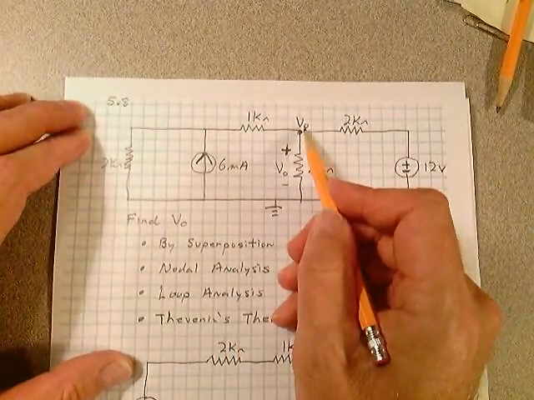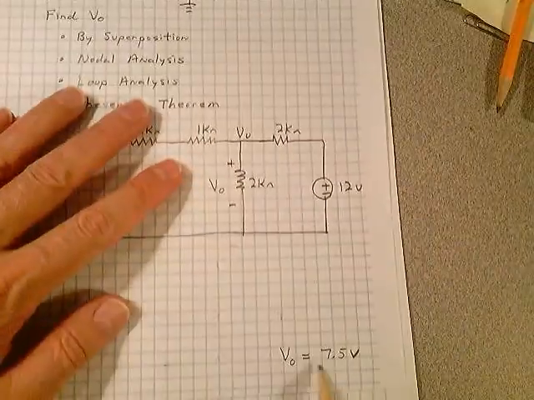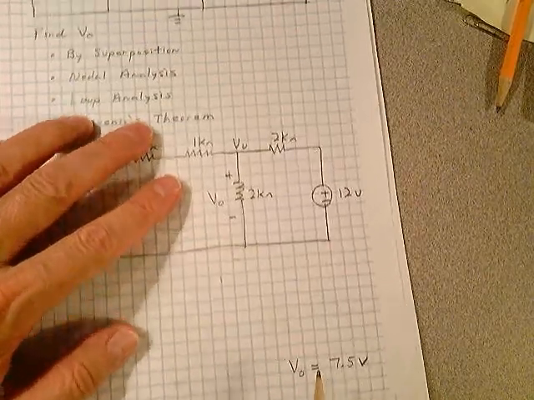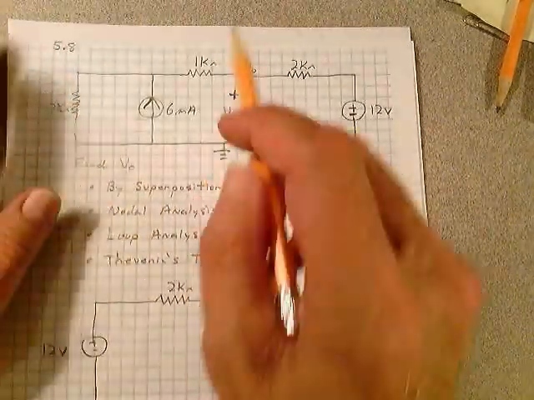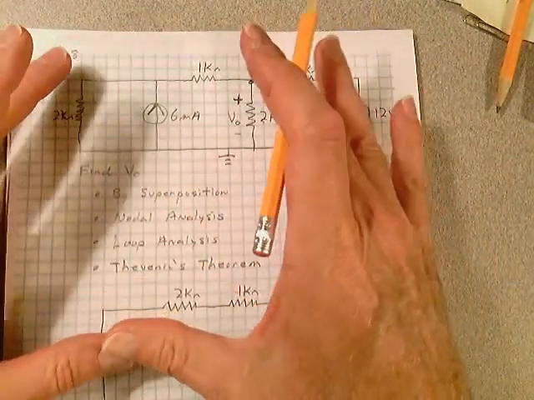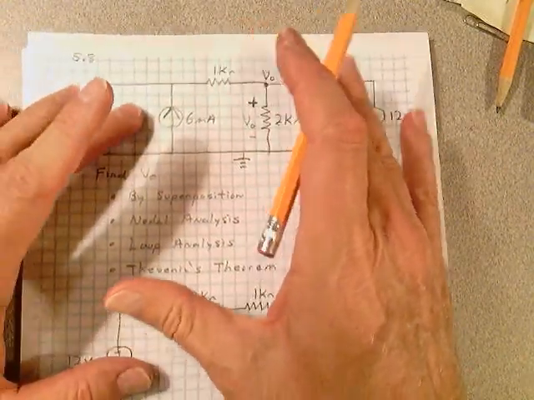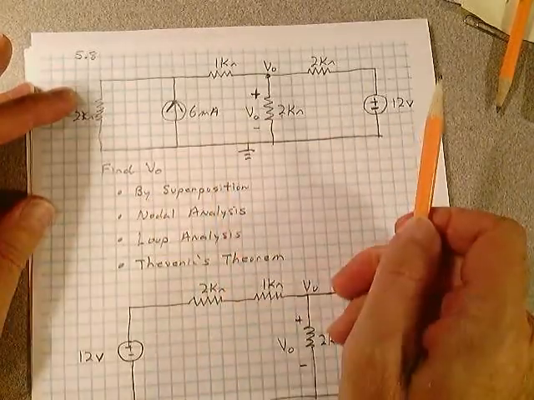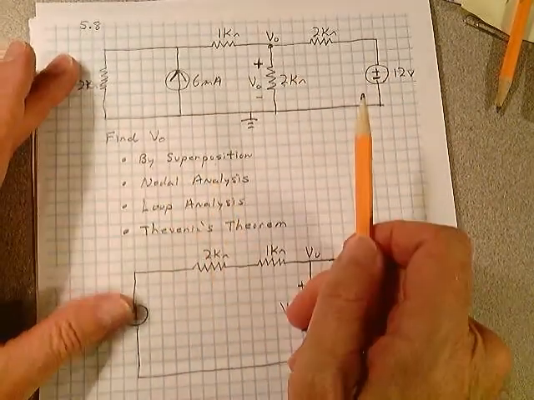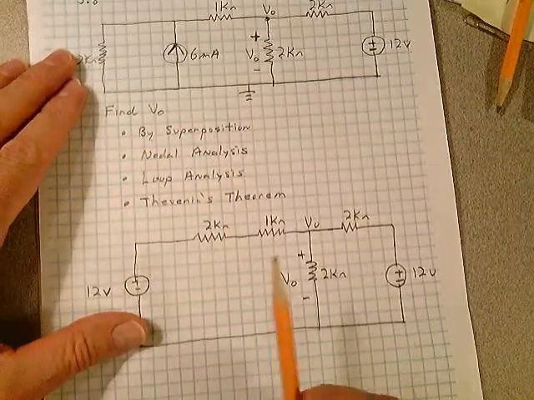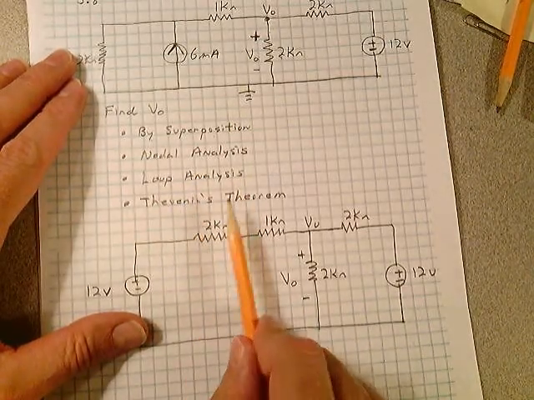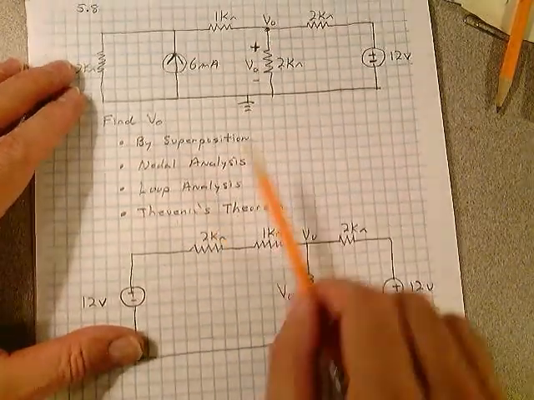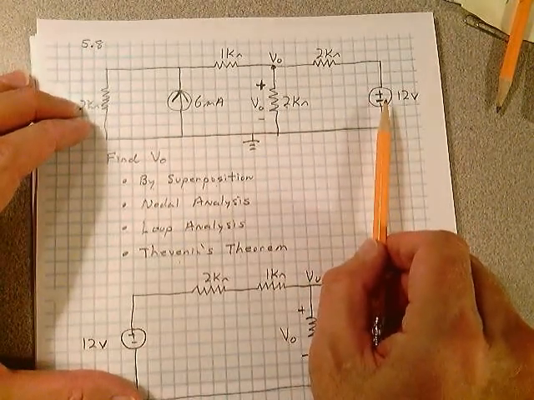Now the answer to that problem, if you take a look, is 7.5 volts. I'm going to give you some hints here, and then I want you to take a piece of scrap paper and work this problem out by superposition, by nodal analysis, by loop analysis, and using Thevenin's theorem. You're going to use 4 separate tools from your toolbox. And this is a nice problem to work these tools out with.